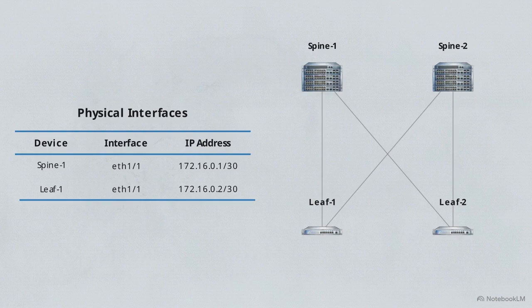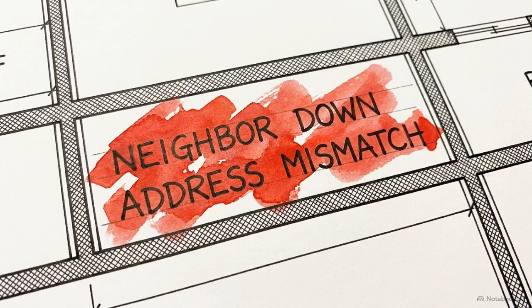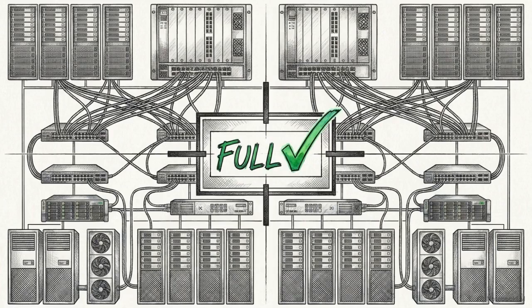Between the tiers, we configure /30 point-to-point transit networks on the physical Ethernet interfaces. Spine 1's ETH1/1 uses 172.16.0.1 to connect to Leaf 1's ETH1/1 at 172.16.0.2, creating isolated routing segments for every physical cable. Without this perfectly structured address foundation, the upper layer control planes cannot form adjacencies. The IP framework dictates the success of the entire deployment.